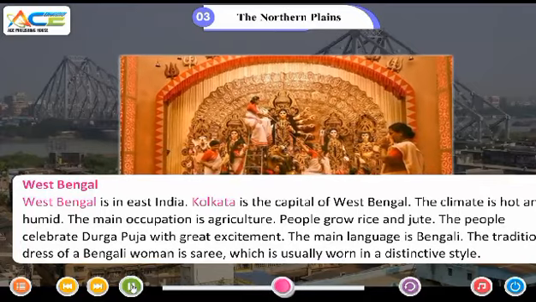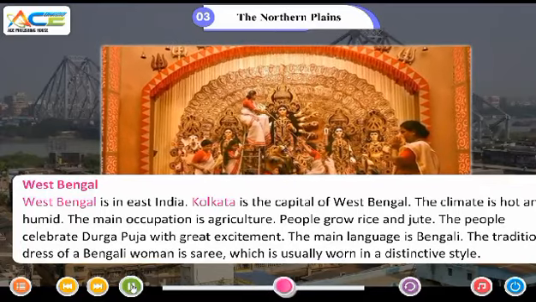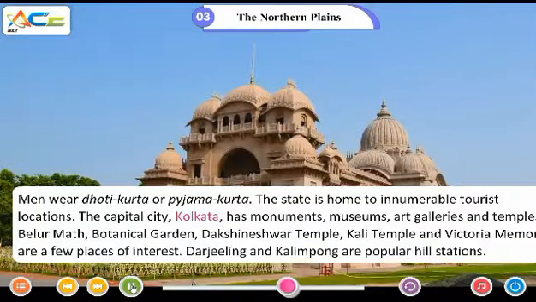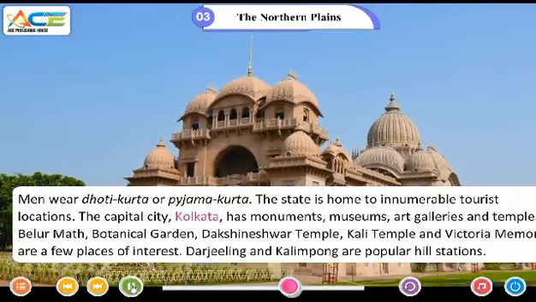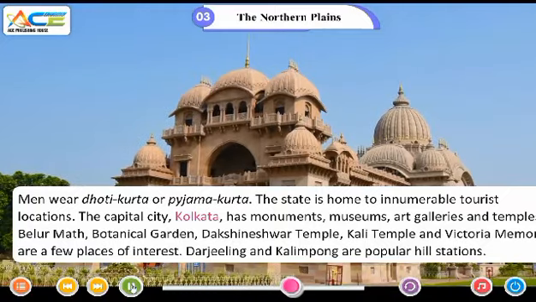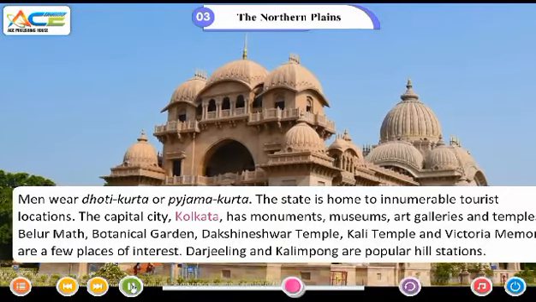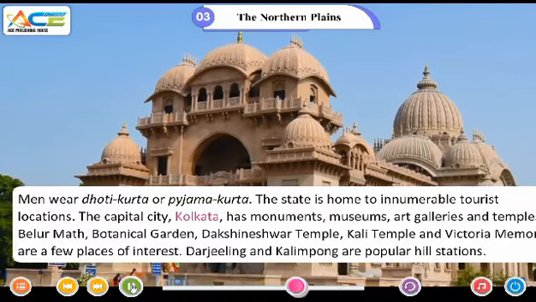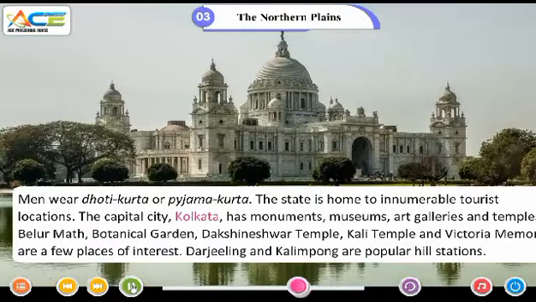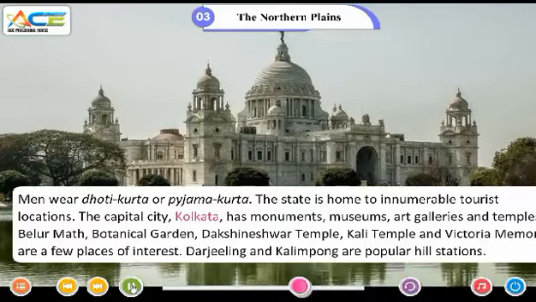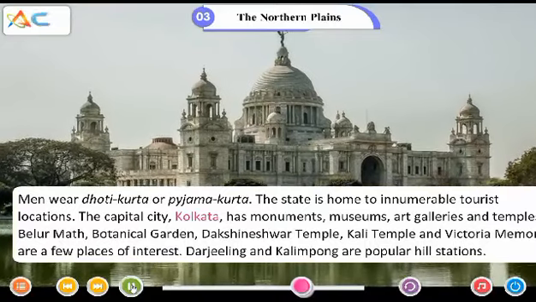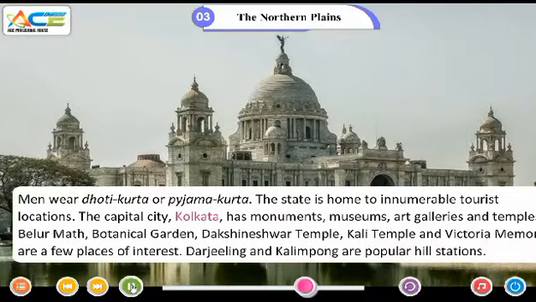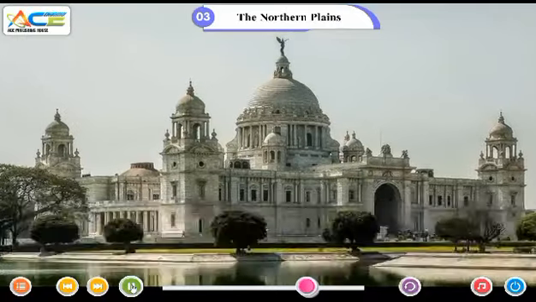The traditional dress of a Bengali woman is sari, which is usually worn in a distinctive style. Men wear dhoti kurta or pajama kurta. The state is home to innumerable tourist locations. The capital city Kolkata has monuments, museums, art galleries and temples. Belur Math, Botanical Gardens, Dakshineshwar Temple, Kali Temple and Victoria Memorial are a few places of interest. Darjeeling and Kalimpong are popular hill stations.